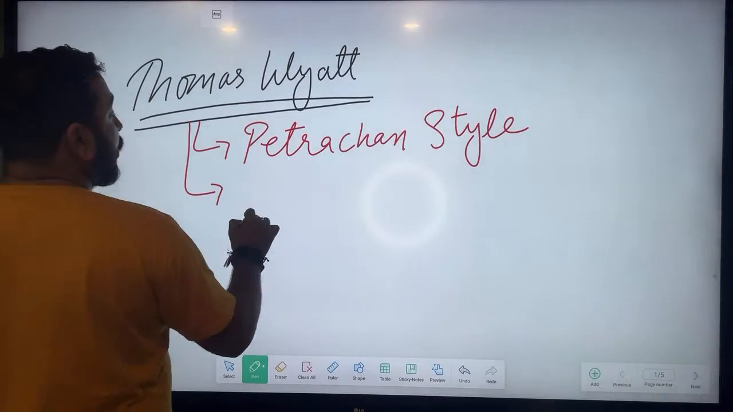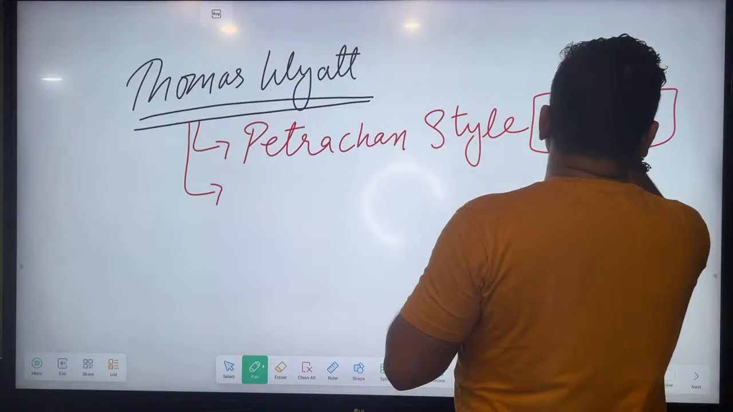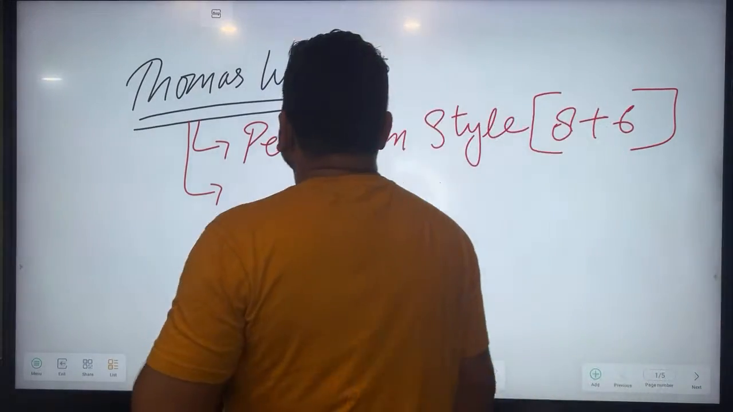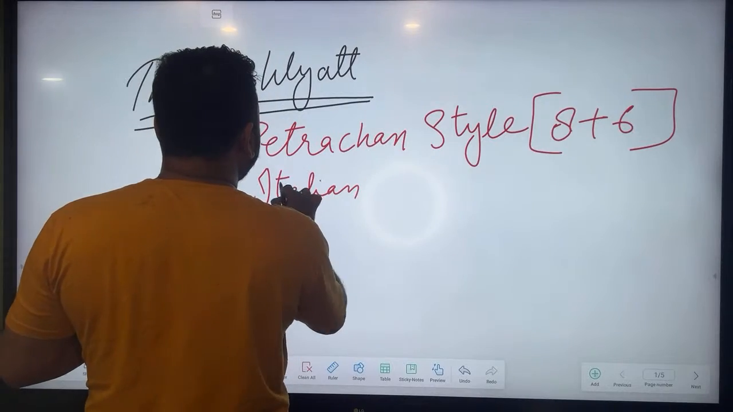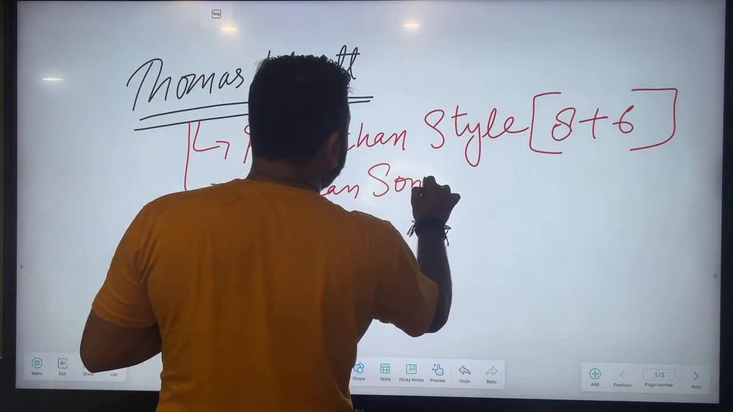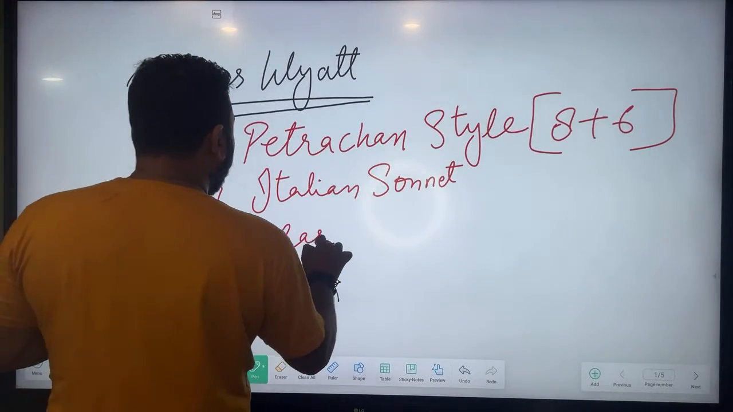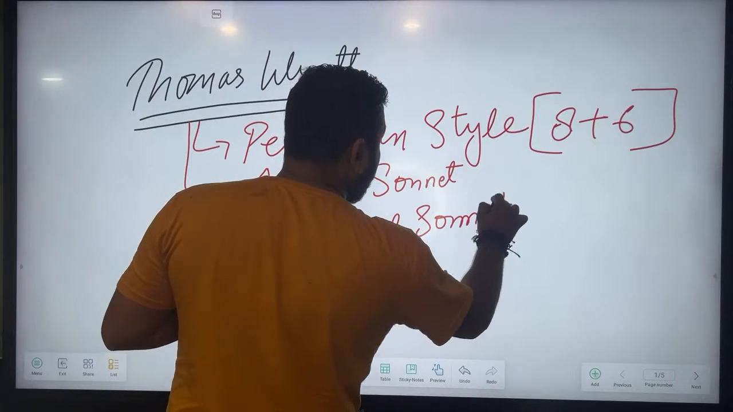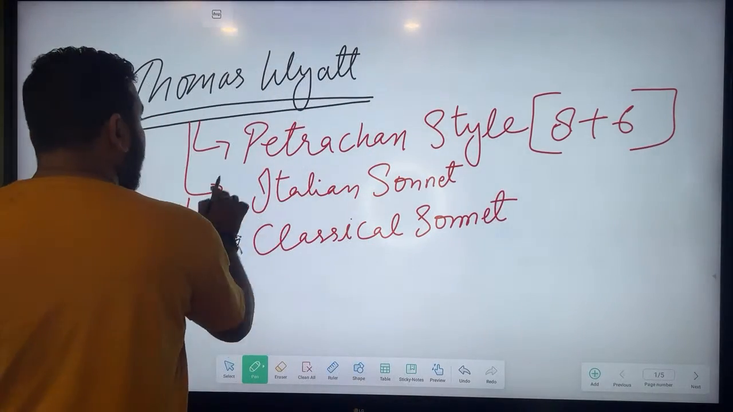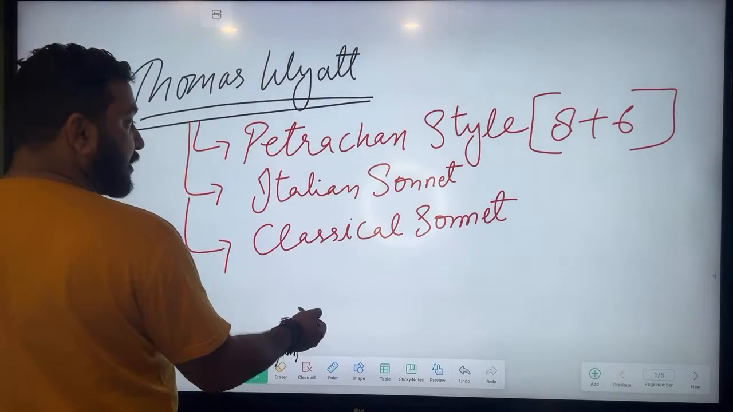Now remember this thing. Petrarchan style of octave and sestet, 8 plus 6, is also called Italian sonnet. The original style. Italian sonnet. Also called classical sonnet, because it is the oldest style. Petrarchan sonnet, Italian sonnet, classical sonnet.